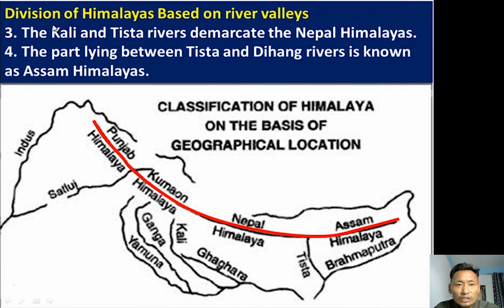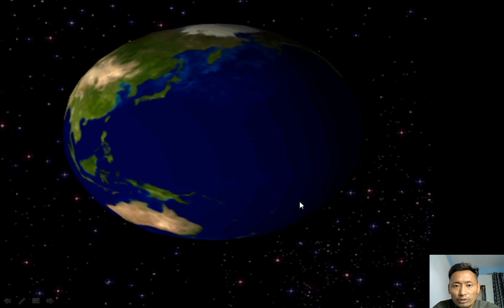And the third one is the Himalayan mountain located between river Kali and river Tista. These Himalayan mountains are called Nepal Himalaya. The part of Himalayan mountain located between river Tista and Dihang, Dihang being another name for Brahmaputra, or Yarlung Tsangpo in Tibet, in Arunachal Pradesh, is called the Assam Himalayas. So thank you. This is about the Himalayan mountains.